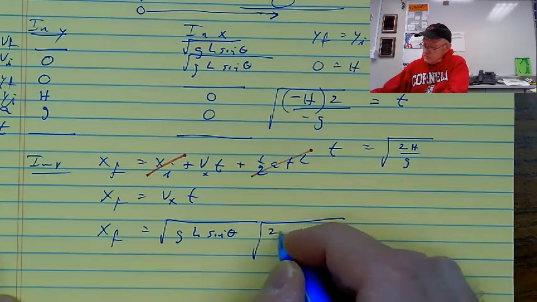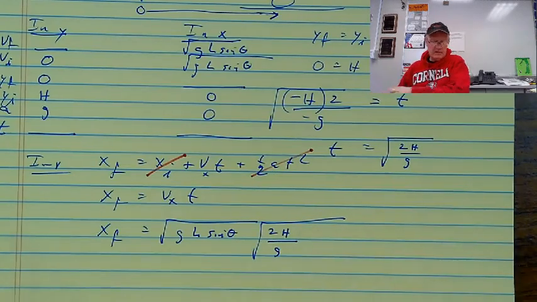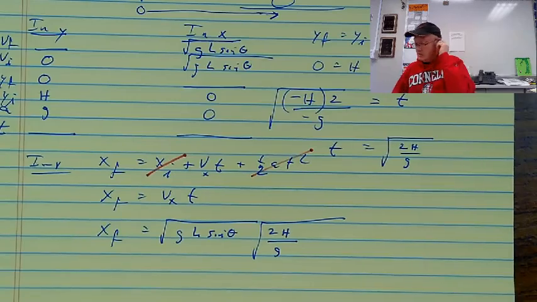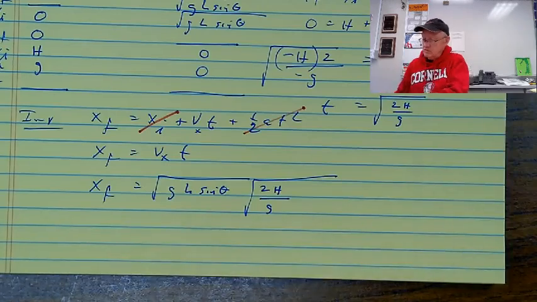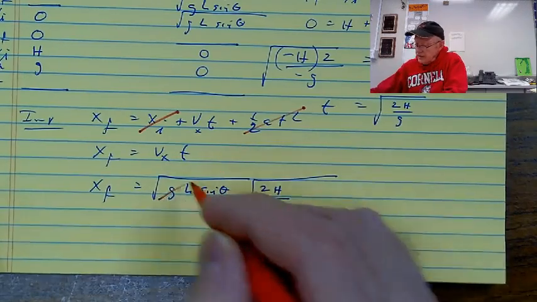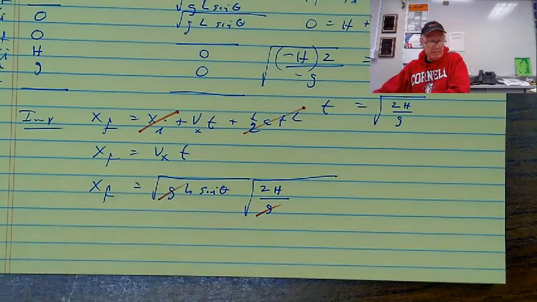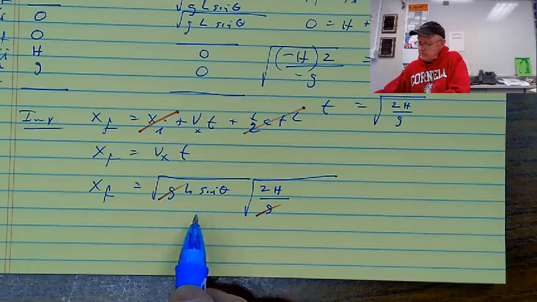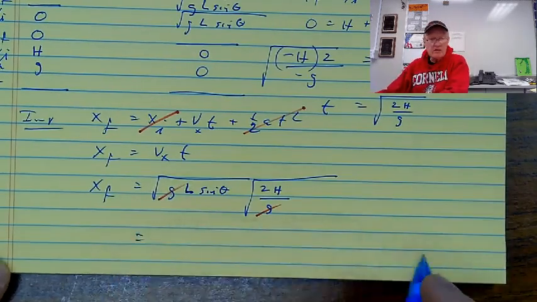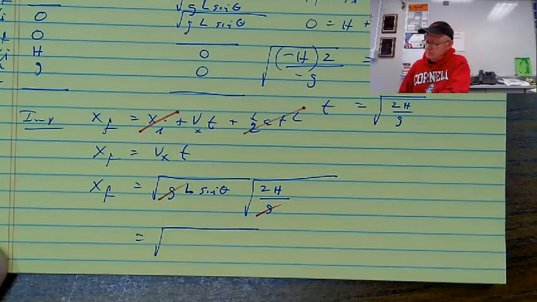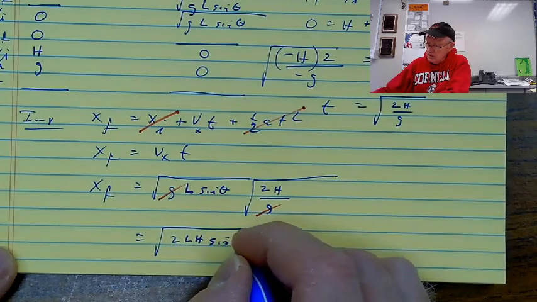And when you do that, multiplying radicals, we can consider them all to be under a single radical. So the g goes away, and I have 2h. No, that's an L, excuse me. That's an L right there, not an H. That's 2L. So my answer becomes the square root of 2LH sine theta. 2LH sine theta. And that's our answer for part C.